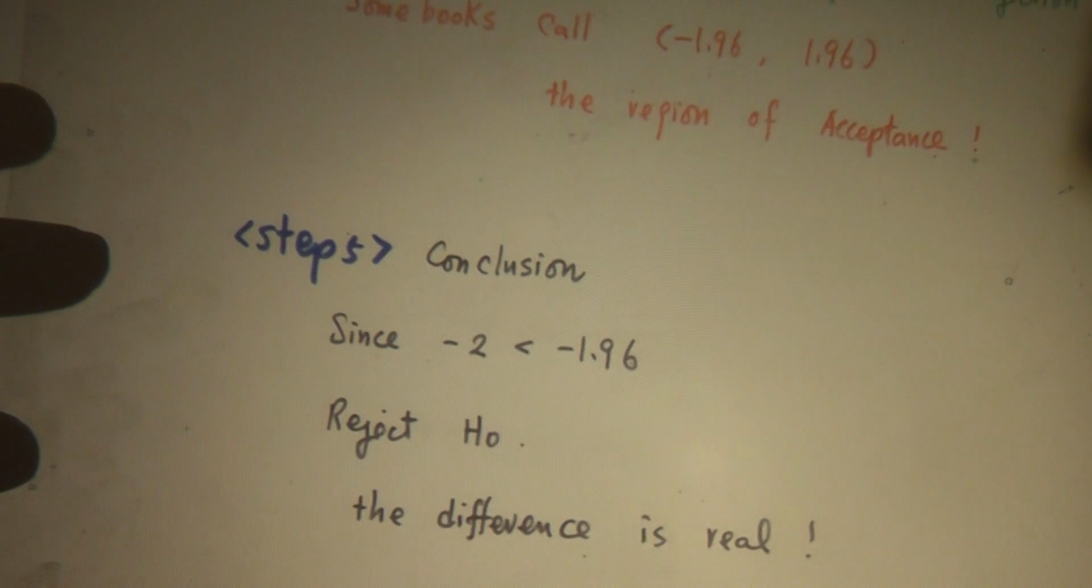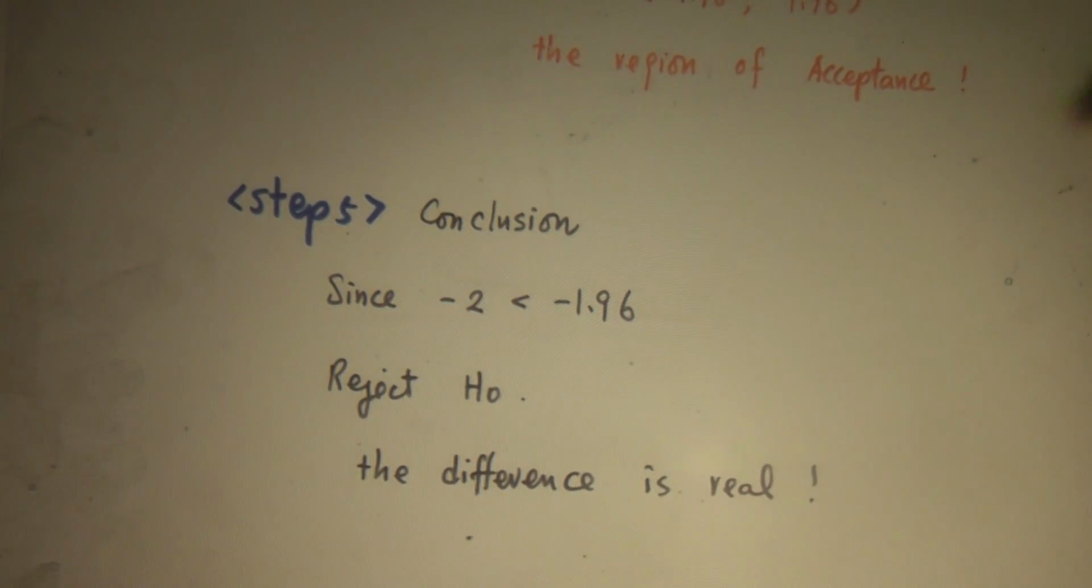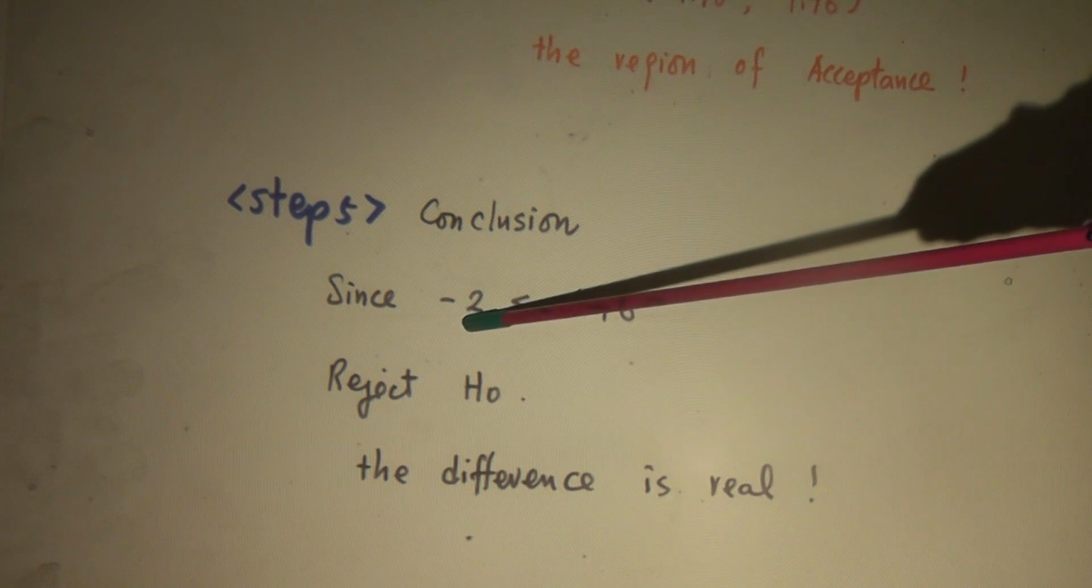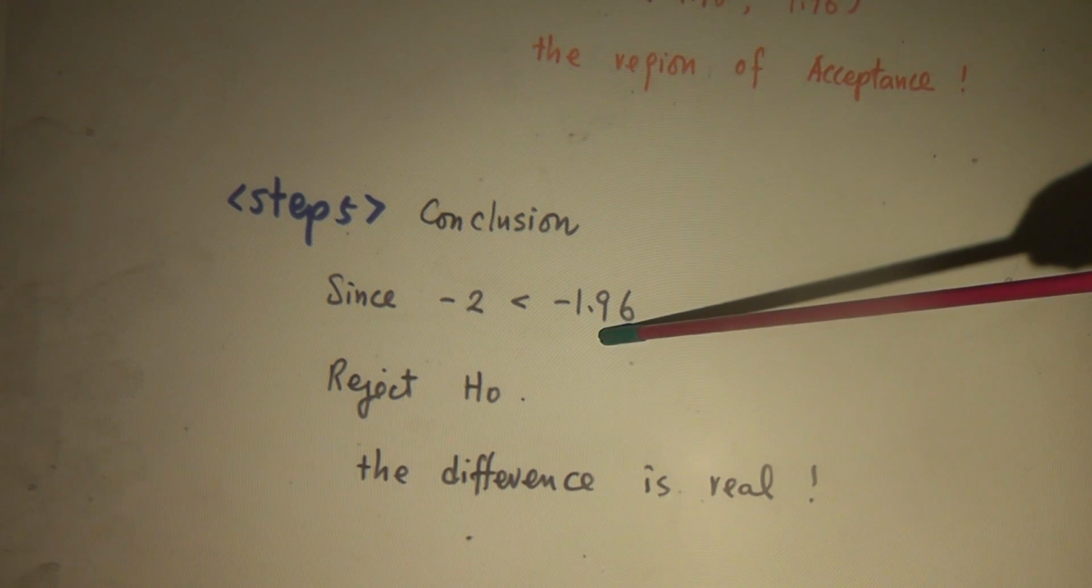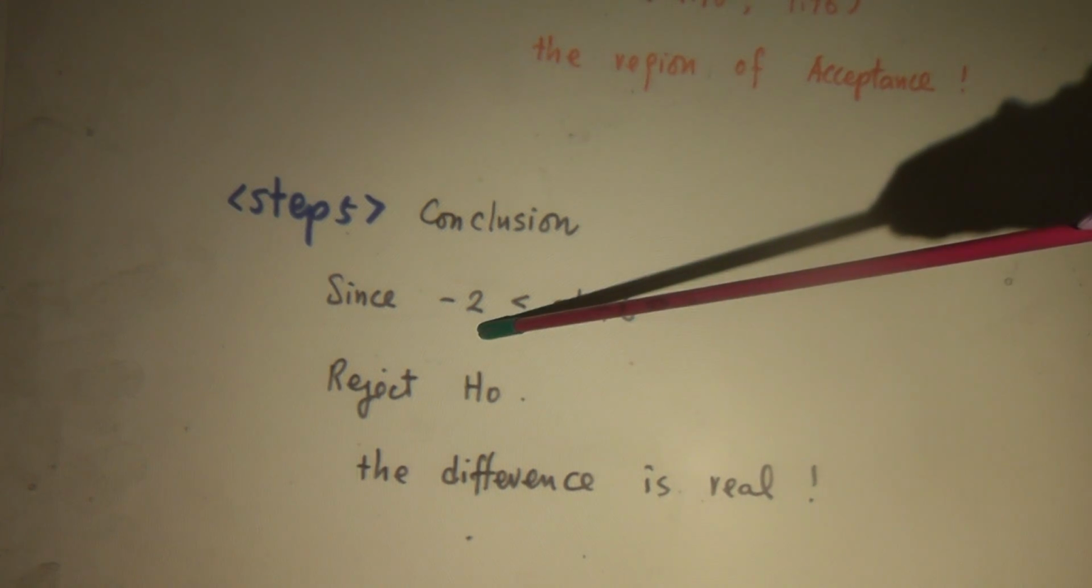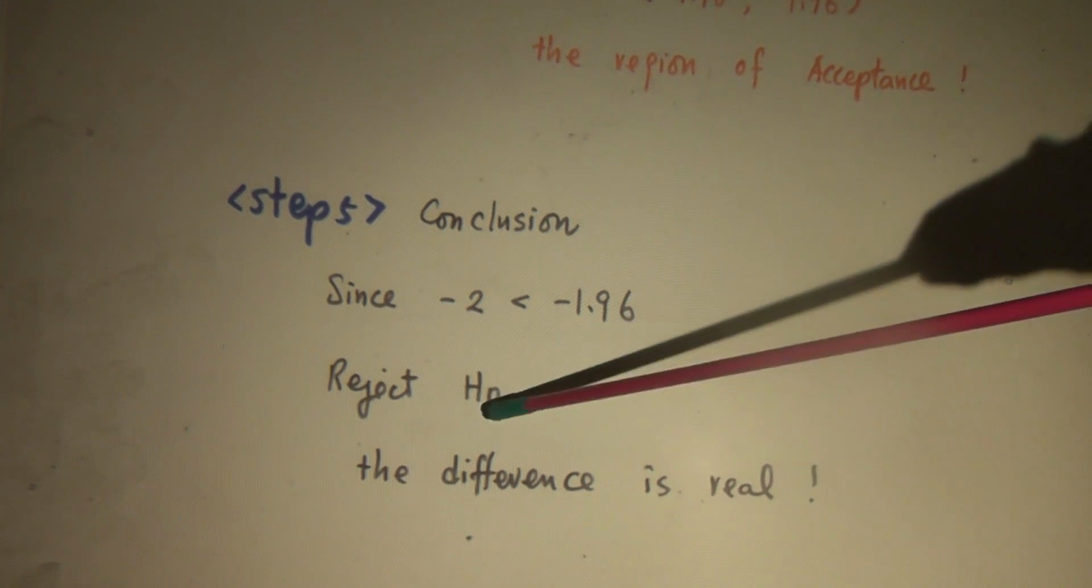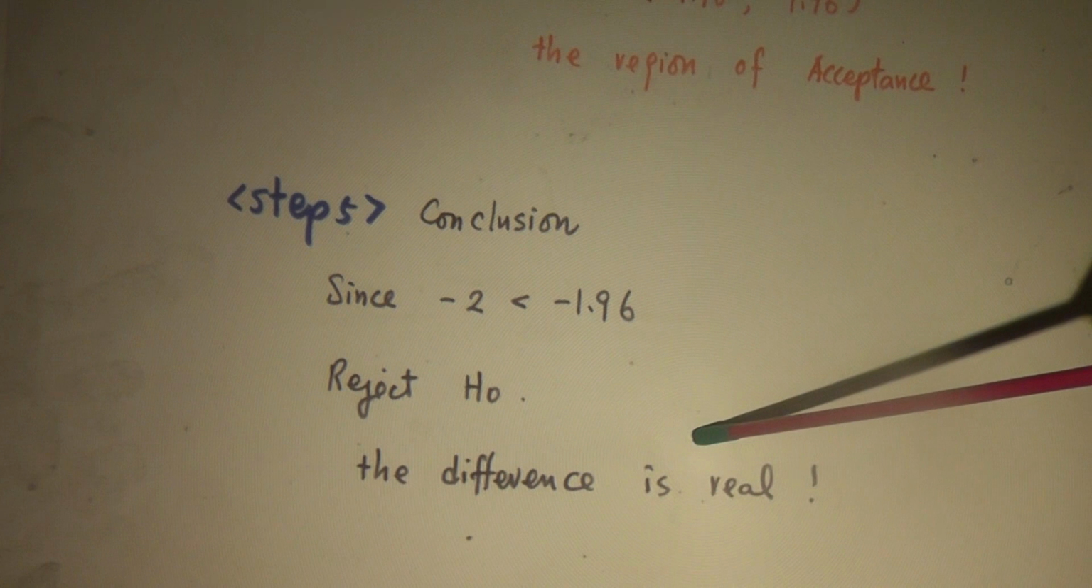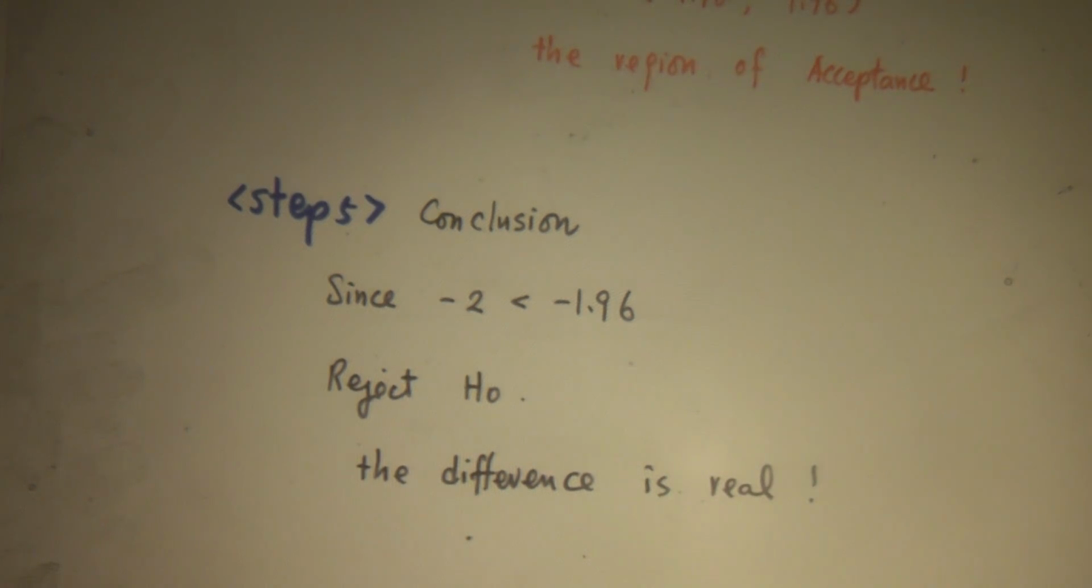So what is our conclusion? Since minus 2 is less than minus 1.96, we reject H0 because the observed value falls inside the region of rejection. So our conclusion: reject H0, the difference is real. When I say the difference is real, it means the reason you see a difference between what you expect and what you observe is simply because the coin is not a fair coin. That's why you see the difference. And this is the second approach.